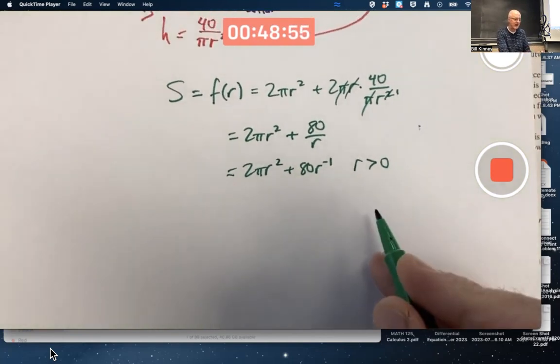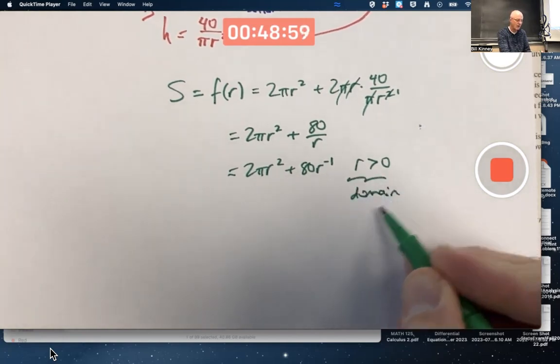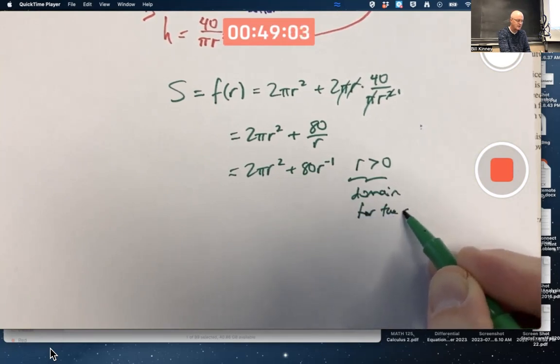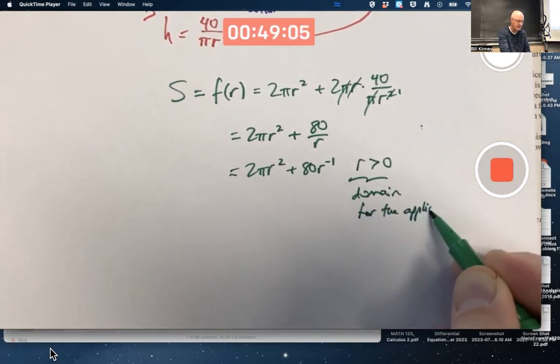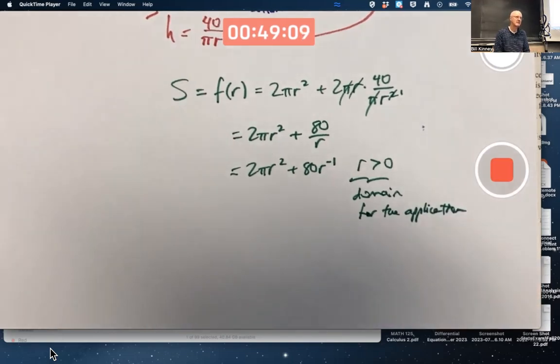R's got to be positive. That's the domain, the domain for the application. It's not that I can't use this equation when r is negative. It's just not relevant for the application when r is negative.